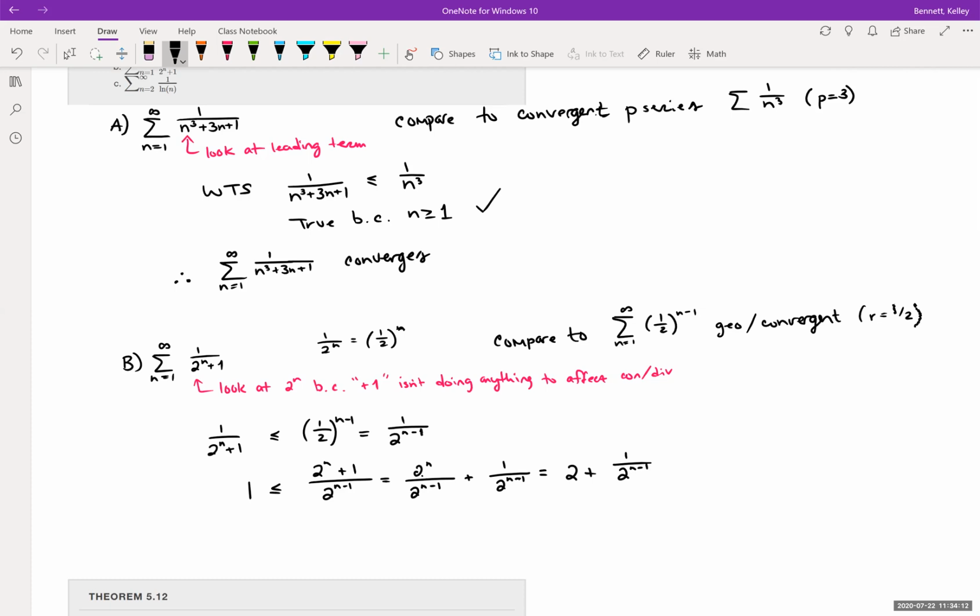And certainly as n becomes large, this 1 over 2 to the n minus 1 guy becomes very small. But remember that the smallest this whole thing can be is 2. So we're good here. And since we showed that our sequence was term by term smaller than the sequence in the geometric series, I can conclude that 1 over 2 to the n plus 1 converges.